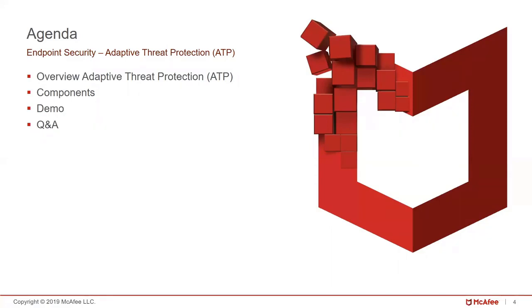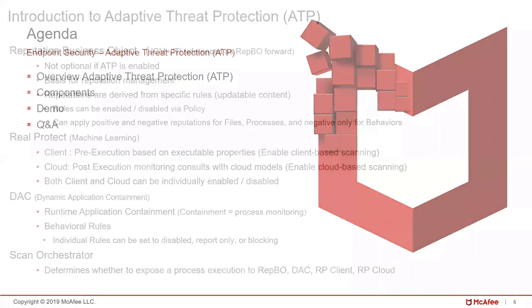I'm going to do an overview of what Adaptive Threat Protection is. We're going to deep dive into some of those components. And then I'll have a nice demonstration of the software, how it works, how we hope it's working and intended to work in your environments. And then we'll have some Q&A at the end. So let's go ahead and jump on in.